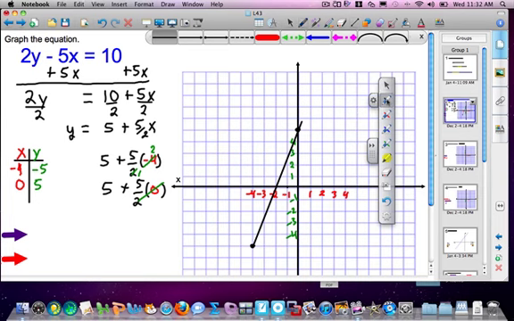Now, since there aren't any restrictions on the domain and range, I want to go ahead and add arrows on both ends, indicating that the line doesn't stop and that we can continue putting in x and y values for as long as we need to.